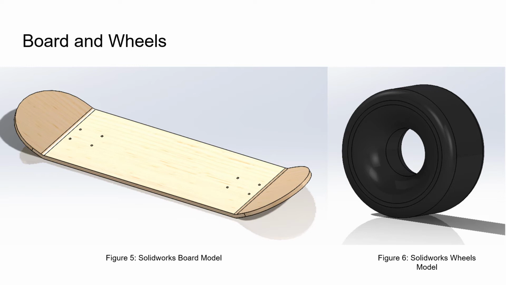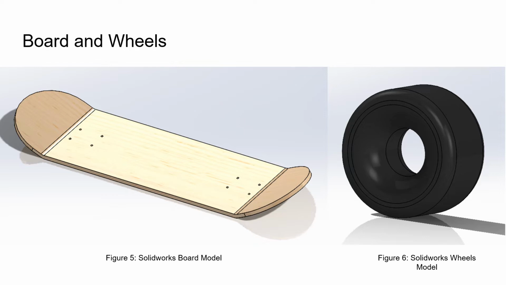We started modeling in SolidWorks with the board, and we modeled using some extrude and fillets and extruded cuts to model the board. The board was made out of maple wood to represent an accurate representation of what an actual skateboard would be in real life.